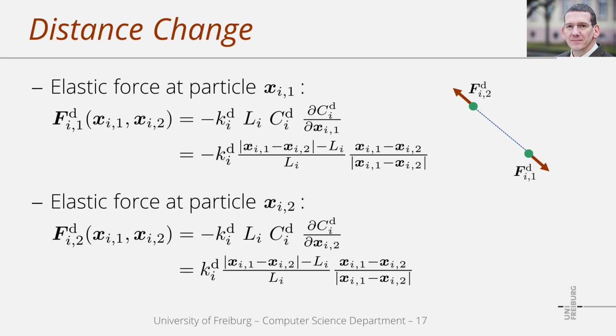Now we have all ingredients and we can compute the elastic force. The elastic force at particle xi1 is referred to as Fdi1, and once again d stands for distance. And the force is computed as minus k times L times c times the partial derivative of c with respect to position xi1. K denotes the stiffness of the element and L is its volume, which is a distance in 1D. Here we also see the elastic force that acts at the second particle xi2, and both forces are visualized in the illustration.